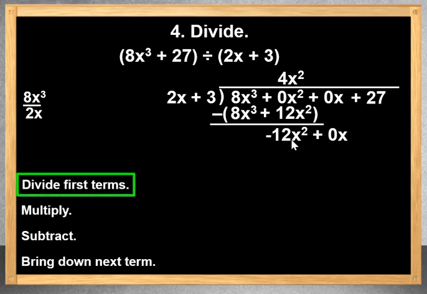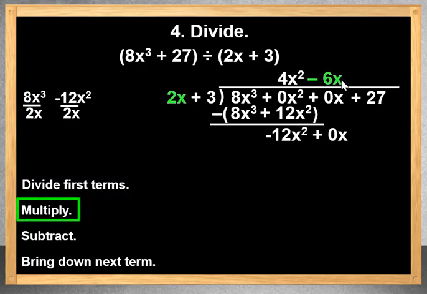Divide the first terms. That's negative 12x squared divided by 2x. I'm just going to write it over here on the side again. Negative 12 divided by 2 is negative 6, and then x, negative 6x. So I'm going to write minus 6x above that 0x; again it's a placeholder. And then we're going to multiply. Step 2, negative 6x times 2x is negative 12x squared, and negative 6x times 3 is negative 18x.